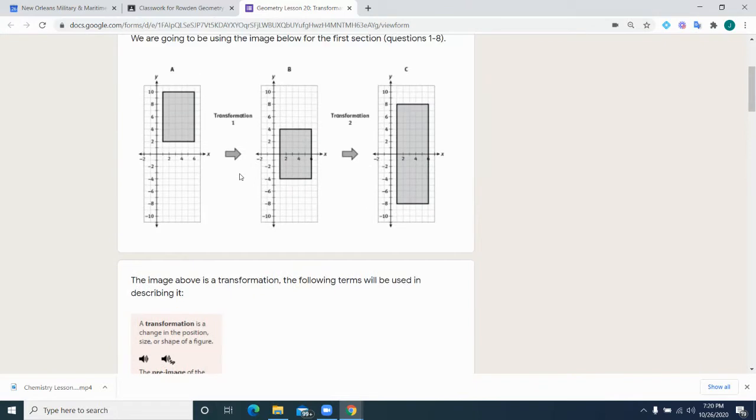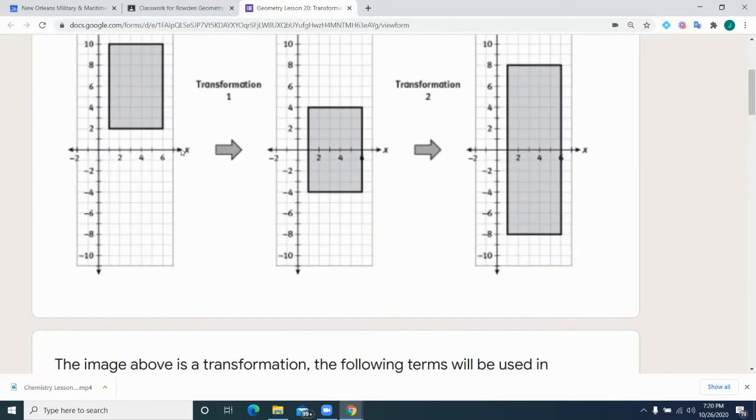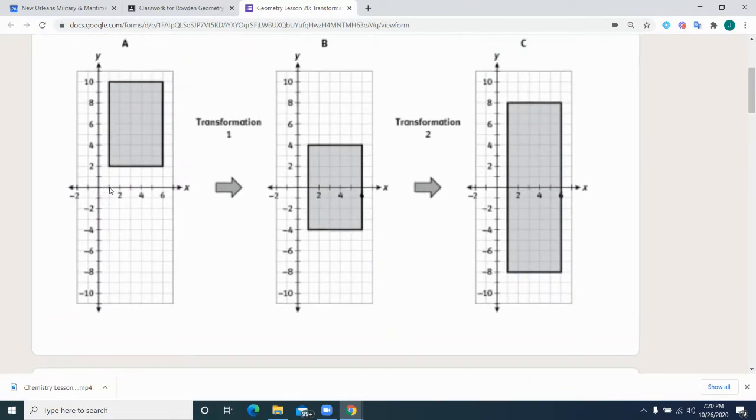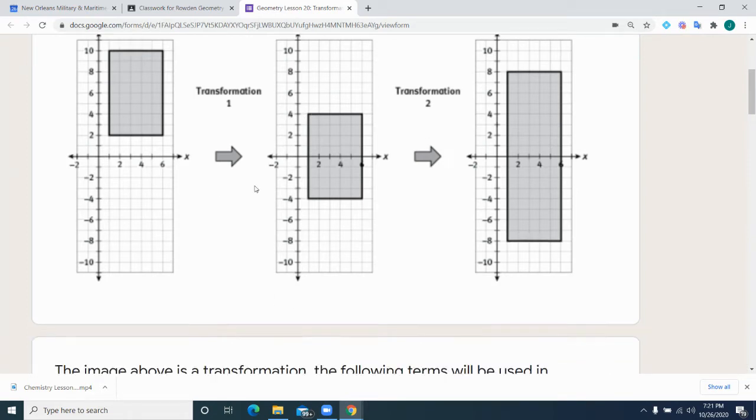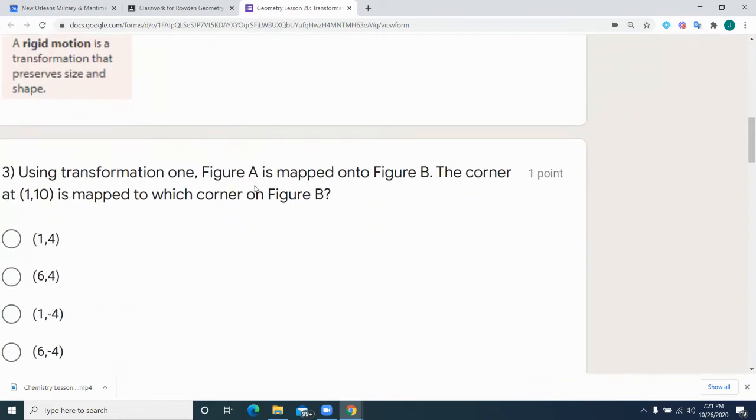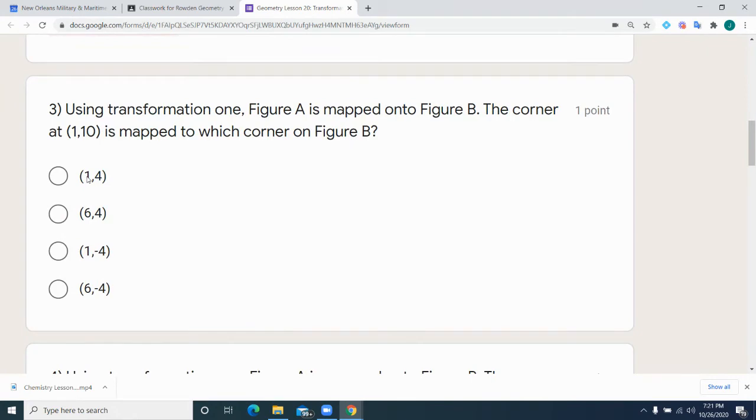Okay, look right here. We're looking at the corner (1, 10), which is 1, and then you go all the way up to 10. So we're looking at this upper left corner. Where is its new location when we go over here? The new location is at (1, 4). You see that? For A over to B, the corner up here goes right there. So (1, 10) turns into (1, 4).